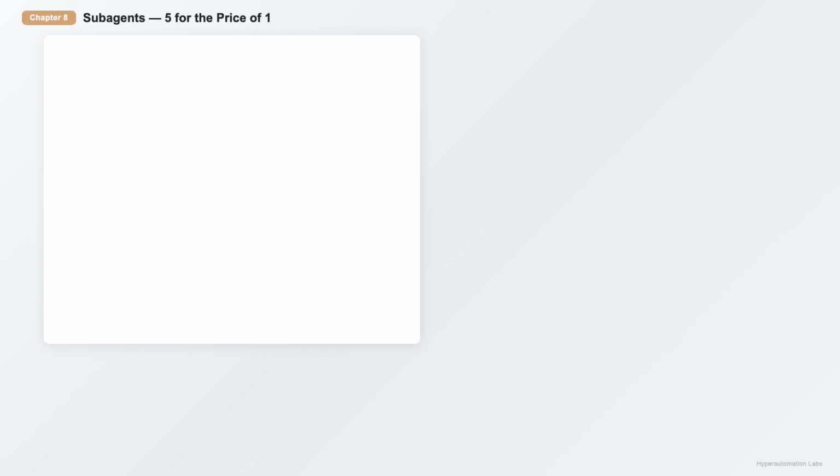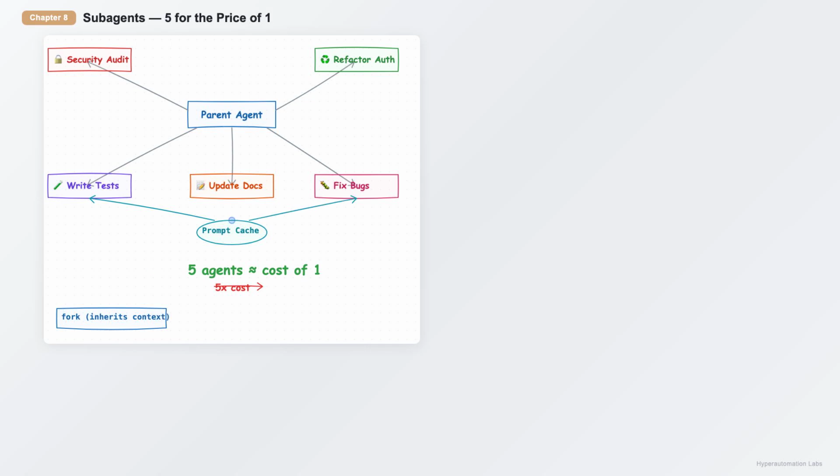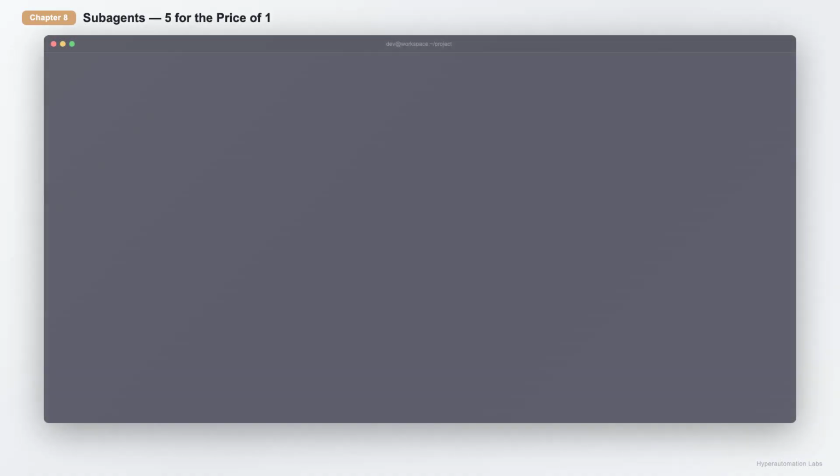This is the feature that blew my mind when I learned about it. When Claude Code creates a subagent, it forks a byte-identical copy of the parent context. The API caches this. 5 agents running in parallel cost barely more than one agent running sequentially. There are 3 modes. Fork, which inherits the parent context. Teammate, which runs in a separate terminal pane and communicates via file-based mailbox. And worktree, which gets its own Git branch for isolated work.